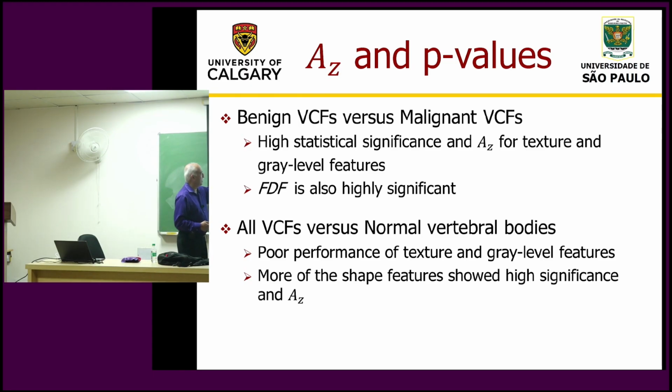Next, all VCFs, all meaning both types of VCFs versus normal. Texture and gray level did not perform well, but shape factors did. More of the shape factors showed high significance. So, this is understandable in the sense normal vertebral bodies are clearly rectangular in shape, and both benign and malignant fractures exhibit shape change. Convexity, concavity, both of them could have concavities. So shape factors played a strong role in the detection of vertebral compression fracture.